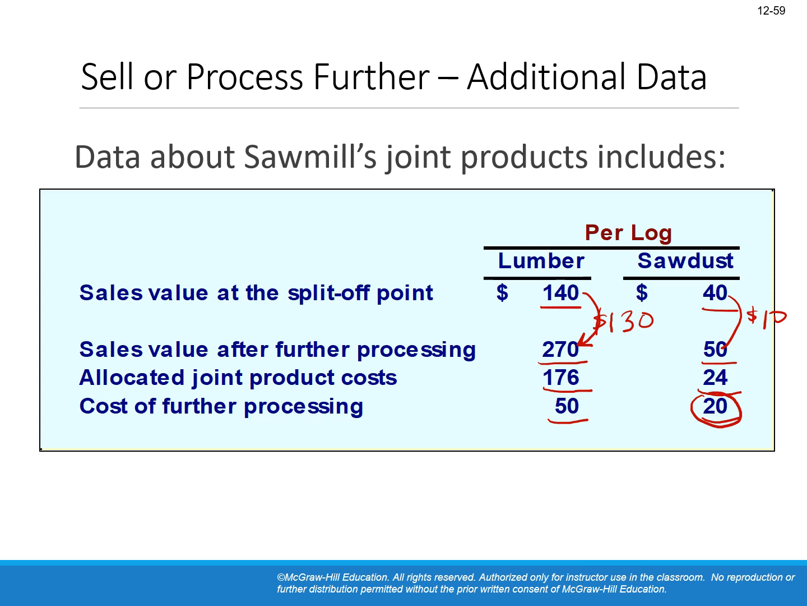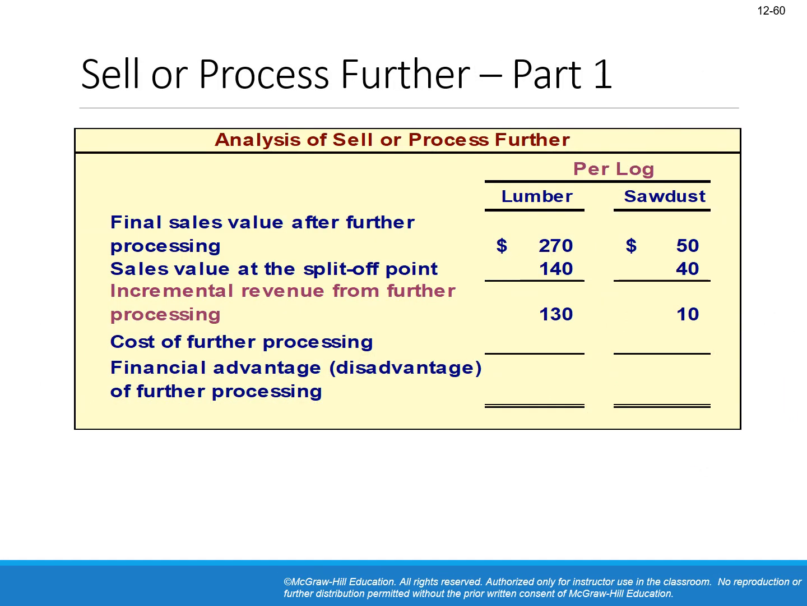Obviously here the 20, the additional cost, exceeds the additional revenue. However, for the lumber, the additional cost is less than the additional revenue, and I would go with further processing for lumber, but I will simply sell sawdust at the split-off point. So as you can see, further processing of lumber will yield an additional $80 of profit, which is the 130 incremental revenue minus the 50 incremental cost, which is the 80. So this is something good.